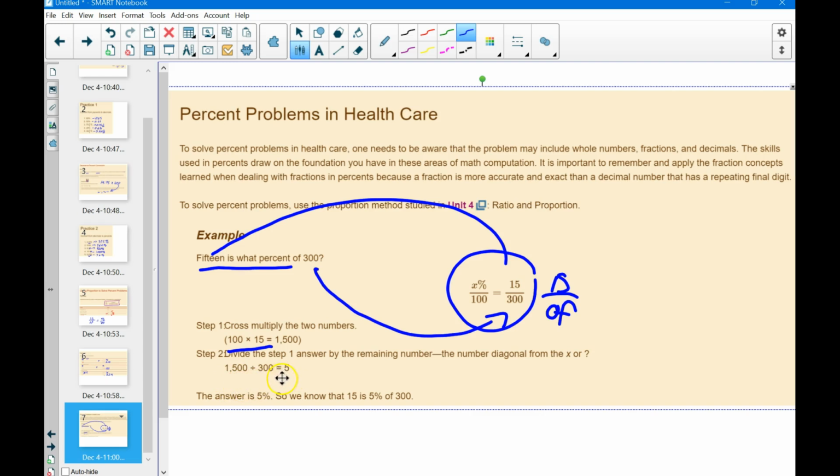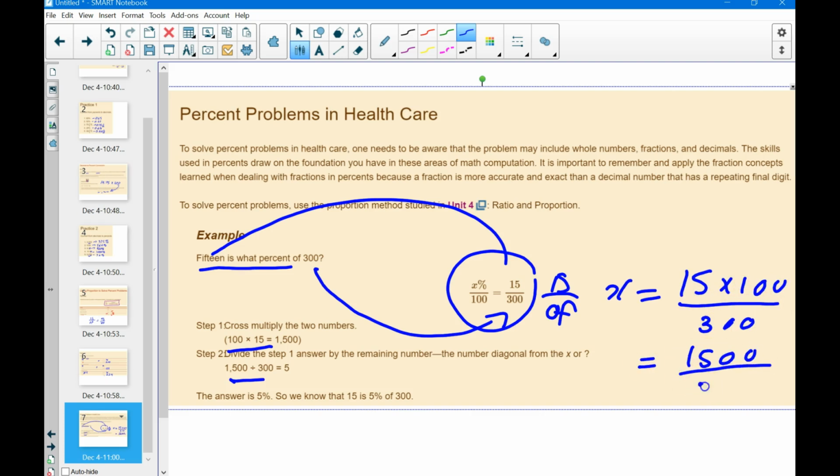They didn't do the full thing, they just said 1500 divided by 300. So what they did here, they didn't fully cross multiply, they just said the x value is equal to 15 times 100 divided by 300, which equals 1500 over 300, and that's where they get their 5. And it's 5%. So it's pretty much the same deal, but it's a more applied problem.